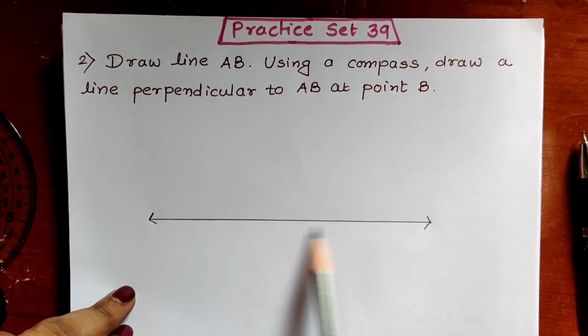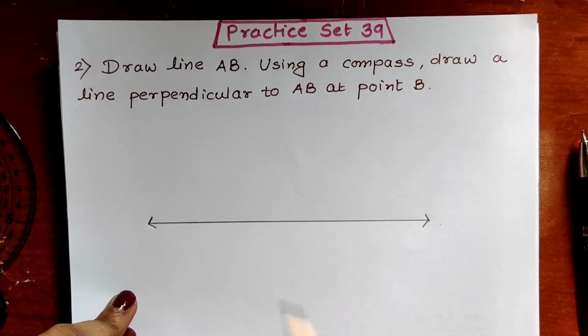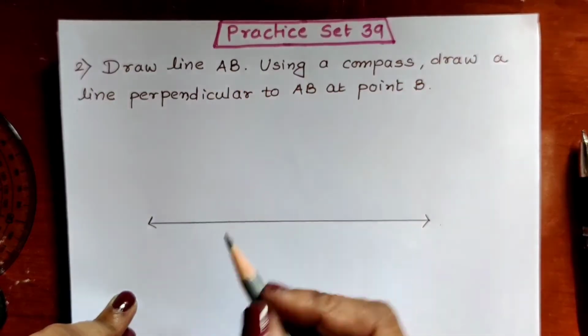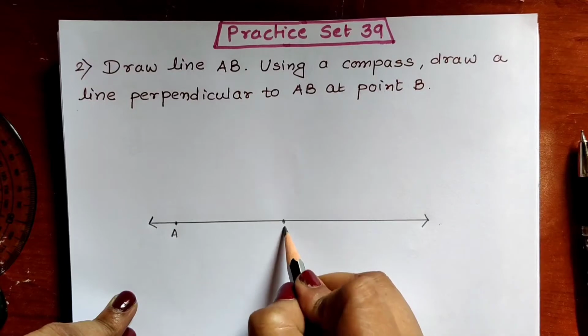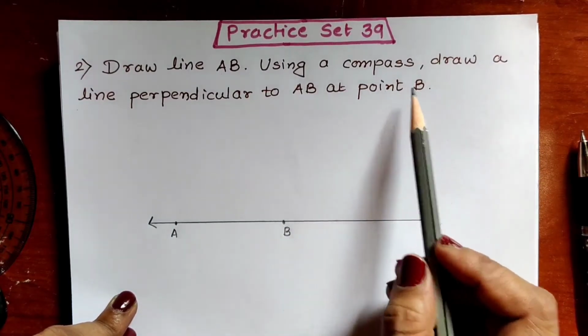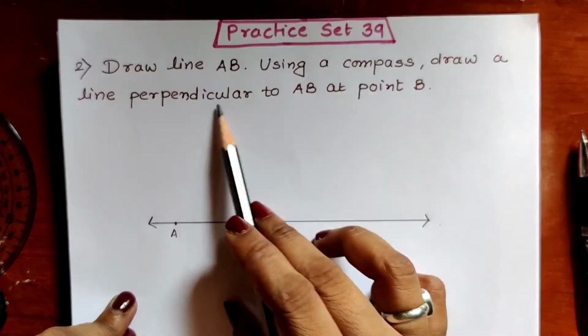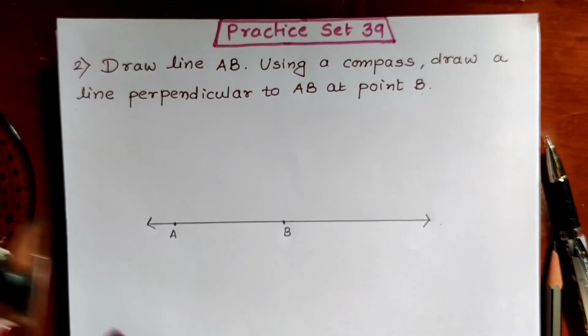So I have drawn any line. As I told you, there is no measurement to the line. Line name is AB. So you can write point A somewhere and B somewhere. I am writing point B here. Okay, I am not writing here because we have to draw the perpendicular at point B. So let us see how to draw.